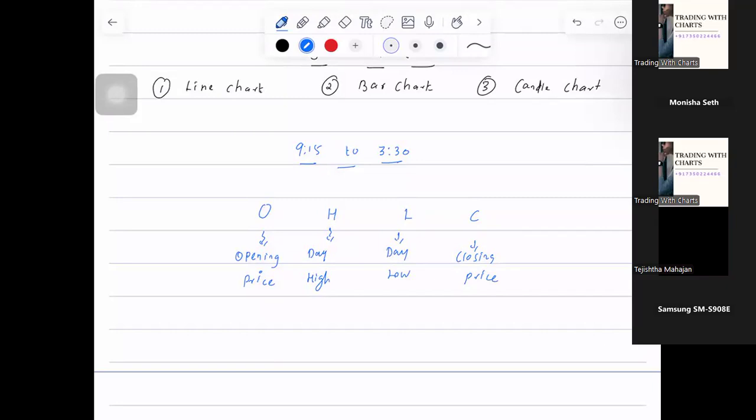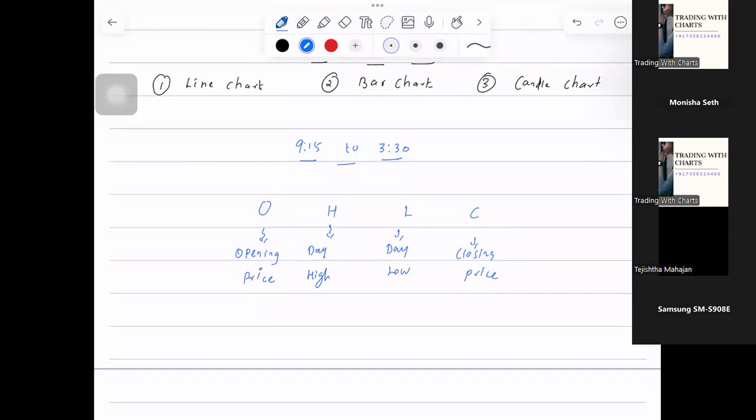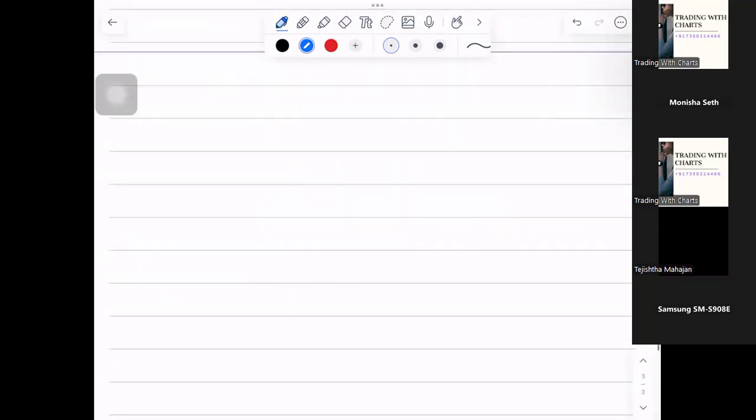Now, in order to draw and understand a line chart, we need only the closing price. We do not want open, high, and low. There is no requirement of OHL for a line chart. So let me now show you how we can plot a line chart.